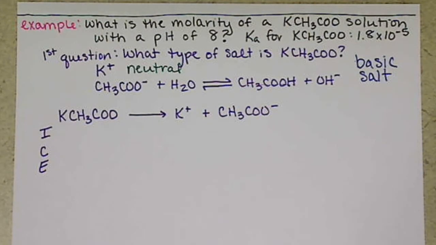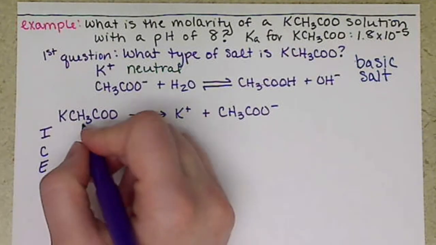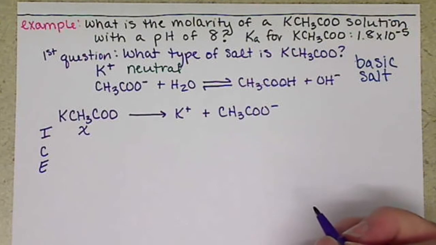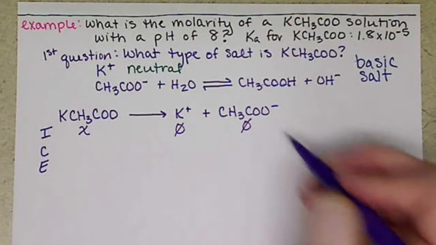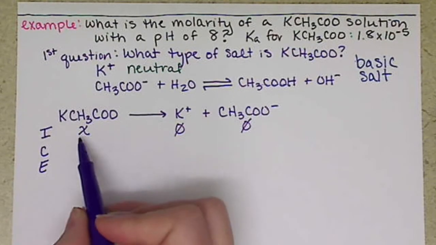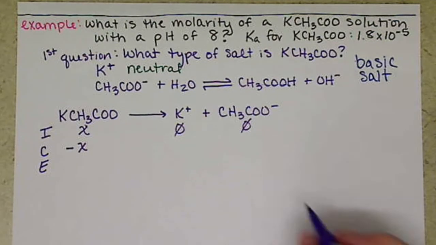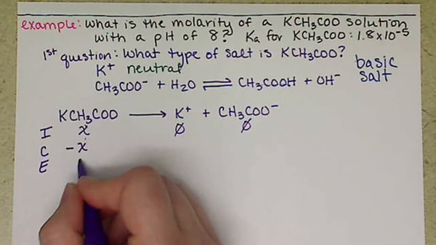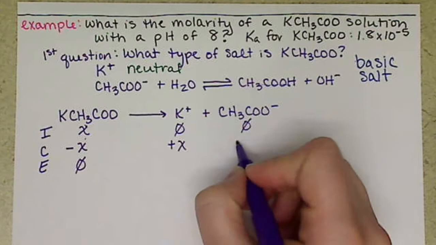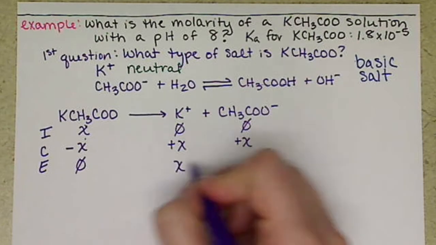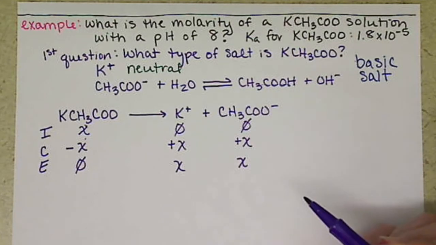We have our ICE table for this. Our initial concentration of our salt is what we're looking for, so that's actually our X. And initially we're going to have 0 of each of these. Our change in this case, we still have a strong electrolyte, so this is going to change by completely consuming all of what we start with, so that we have none of our starting salt. Then we have plus X and plus X. So our initial concentration of our acetate ion is going to be our X value.